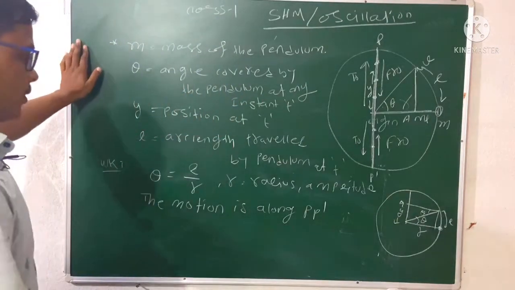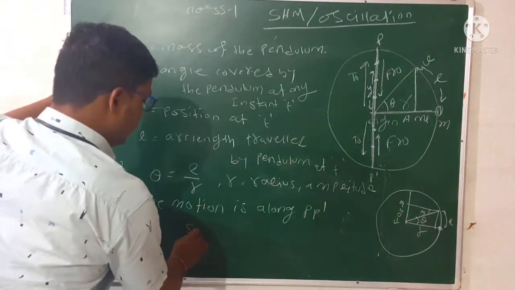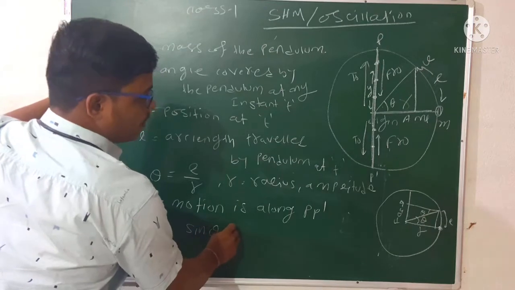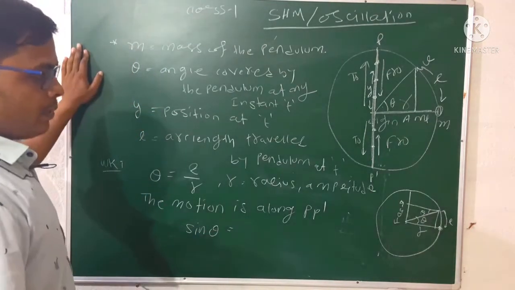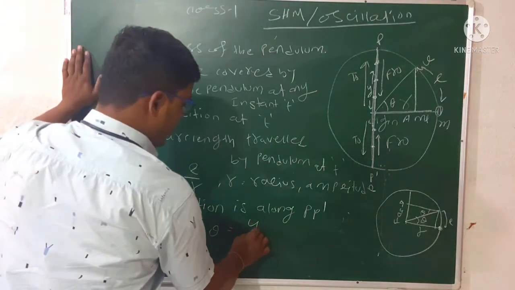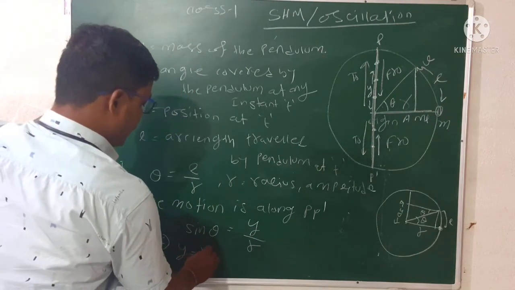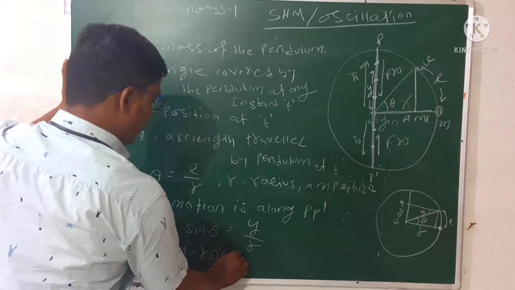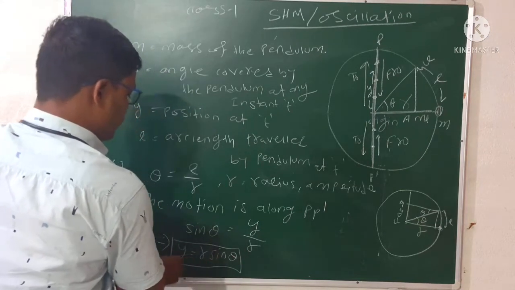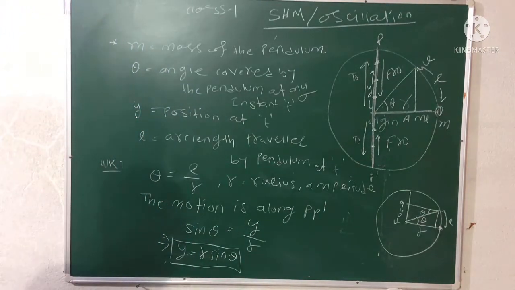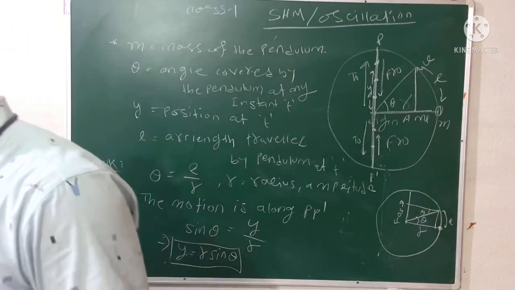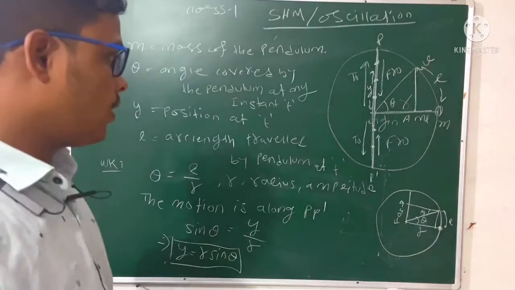What we have discussed here is that sine theta is perpendicular by hypotenuse, so y by r. So y equal to r sine theta. Remember, this is the position at an instant of time: y equal to r sine theta. This expression gives you the position.